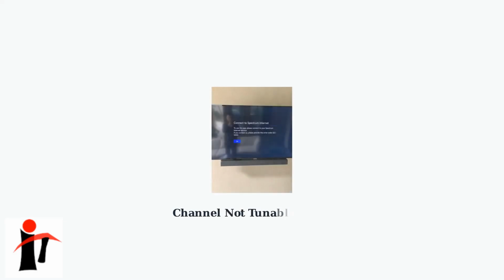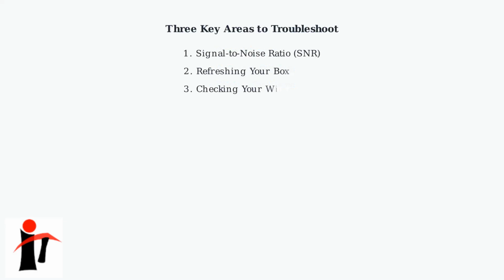Experiencing a channel not tunable error on your Spectrum cable box? This often stems from signal issues, software glitches, or wiring problems. This error can appear due to various factors affecting your cable signal quality. We'll focus on 3 key areas to troubleshoot: signal-to-noise ratio, refreshing your box, and checking your wiring. By addressing these, you can often resolve the issue yourself.